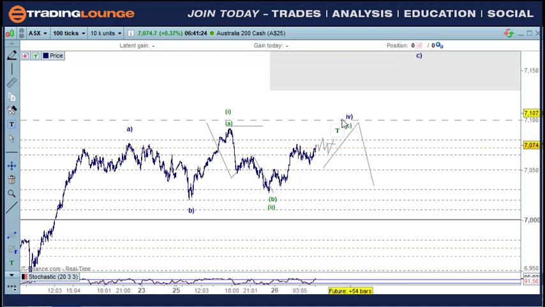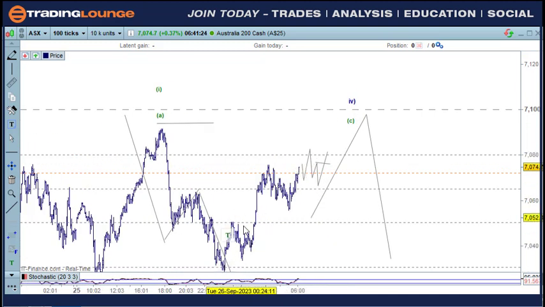So if this top here, after this 1, 2, 3, 4, 5, goes anything above this top, then we could look at this being a wave 3 up here. That would make a bit more sense at that point, and then a wave 4, and then a wave 5 to the upside to make wave C up here.